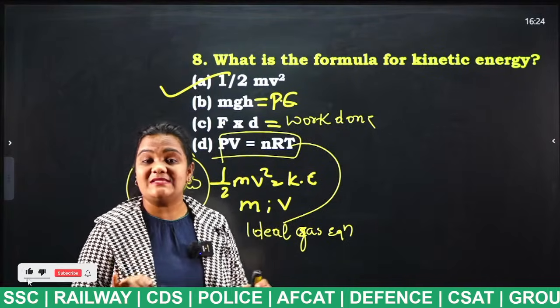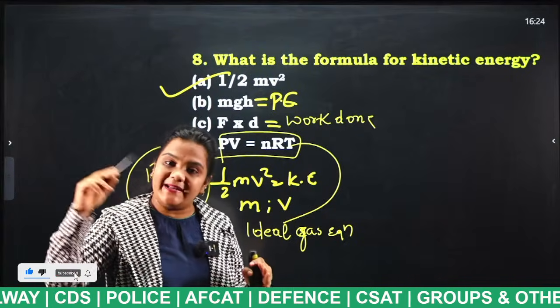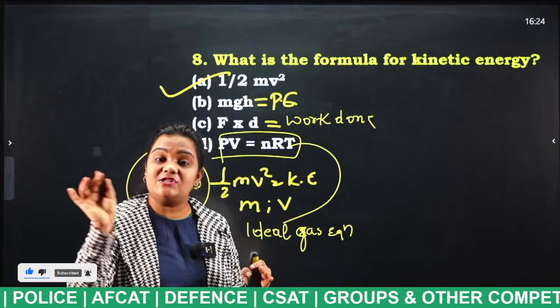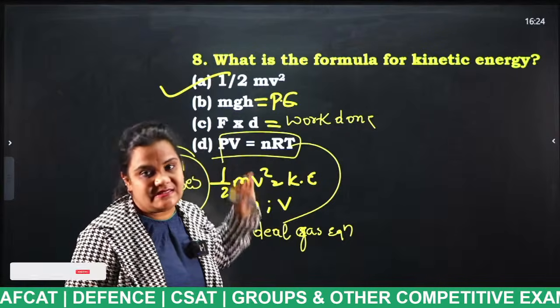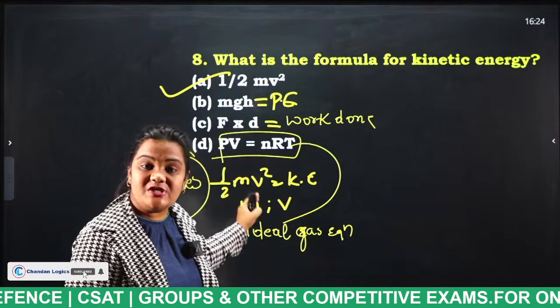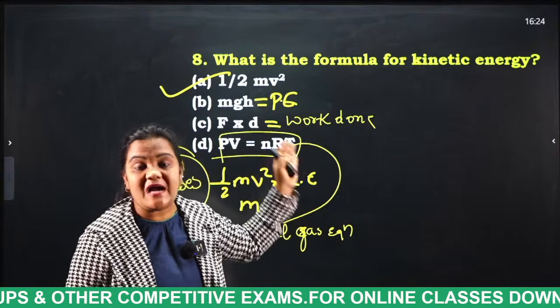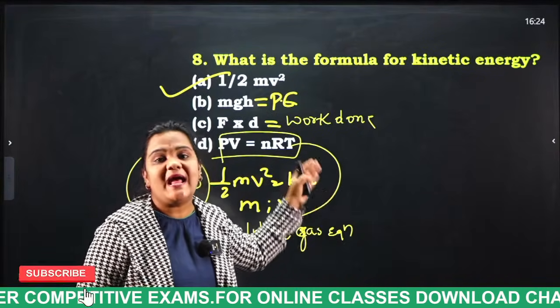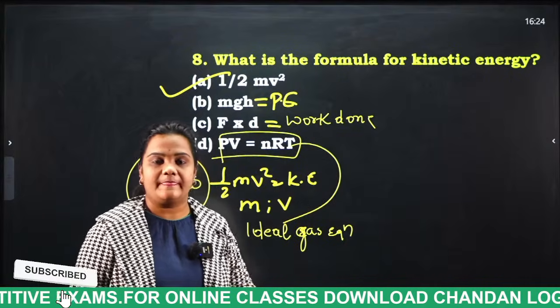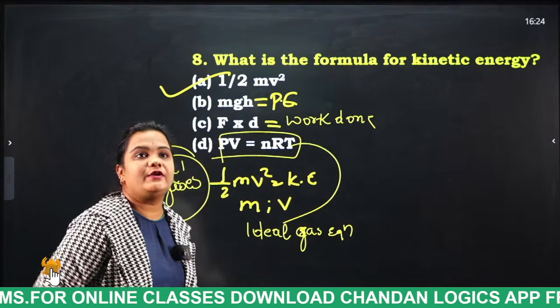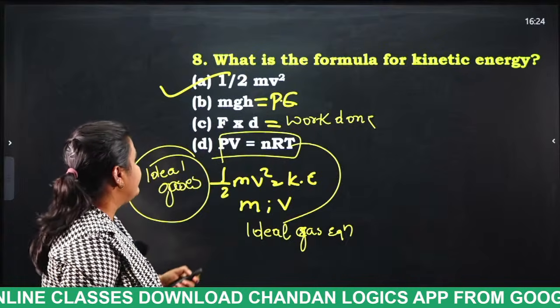Most of the gases in our atmosphere are real gases. That means they do not obey this ideal gas equation. P stands for pressure, V stands for volume, n stands for number of moles, R stands for universal gas constant, and T stands for temperature. Okay? Yes, very good. Next question.